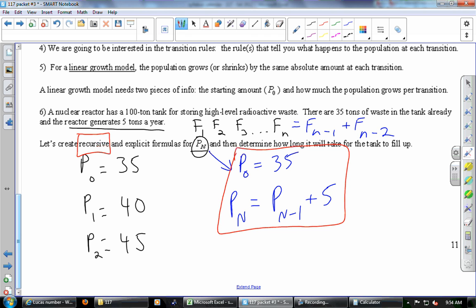And then we're going to write this in a different way. So I'm going to write a formula, and then we're going to see if we can dissect it. And then there's general formulas on the next page that will give us some clues. P sub n equals 35 plus 5 times n.